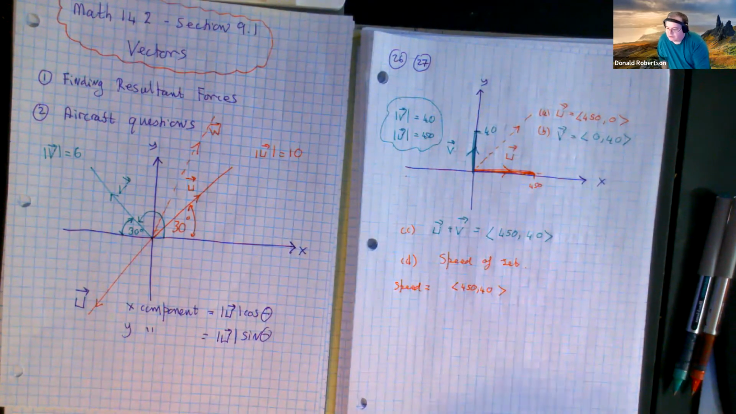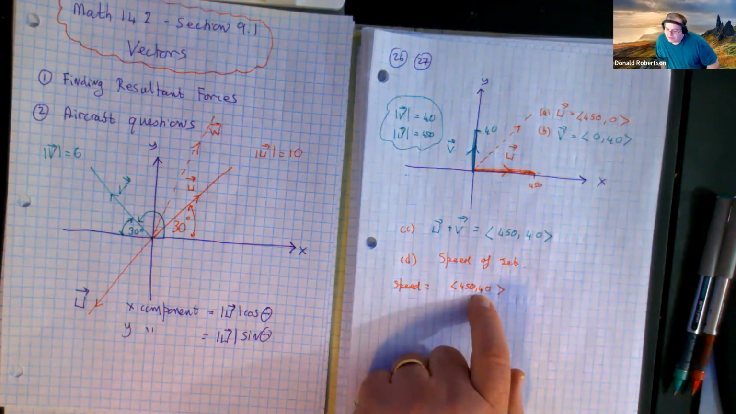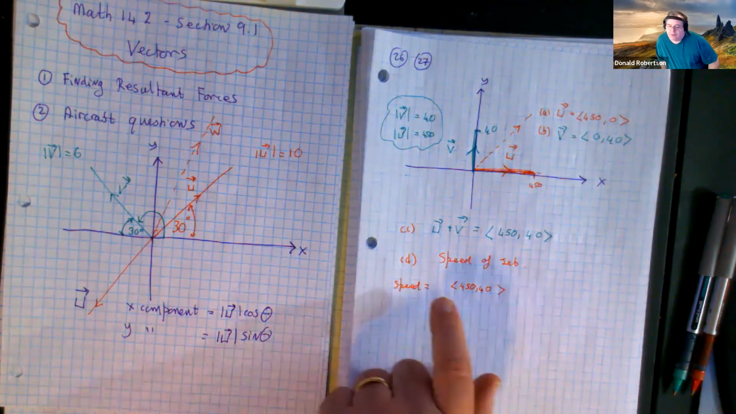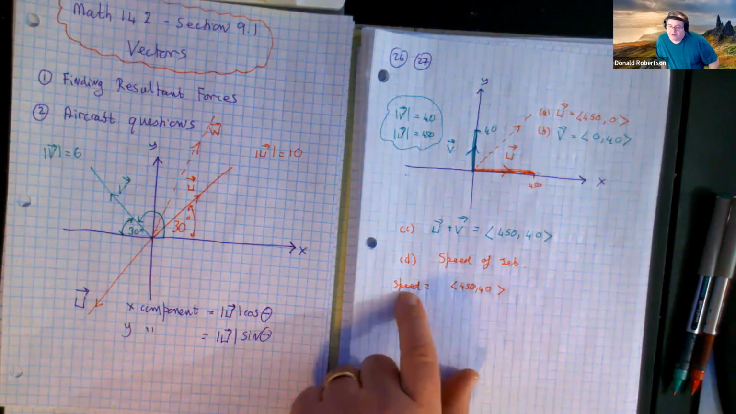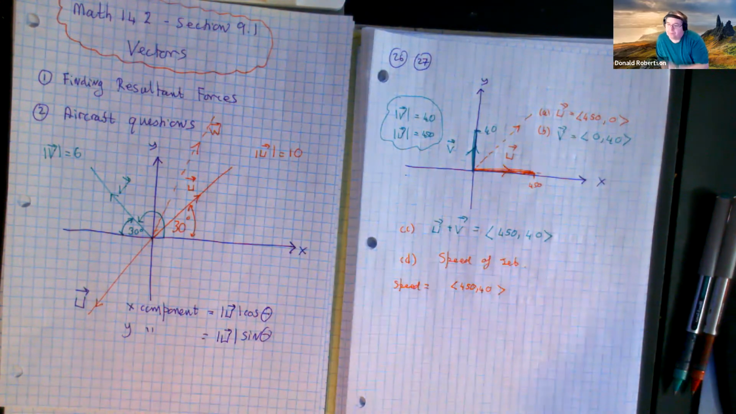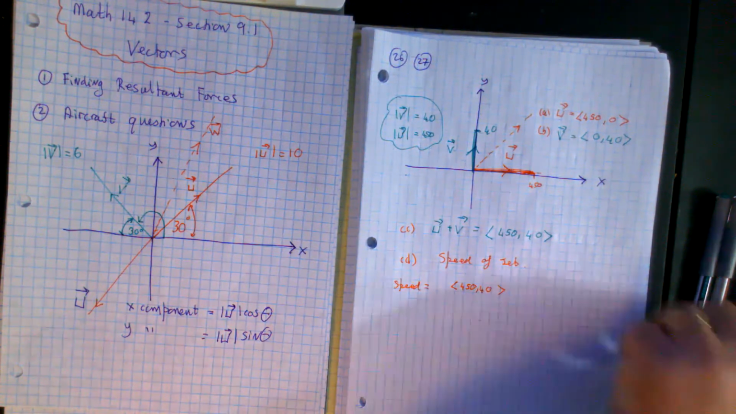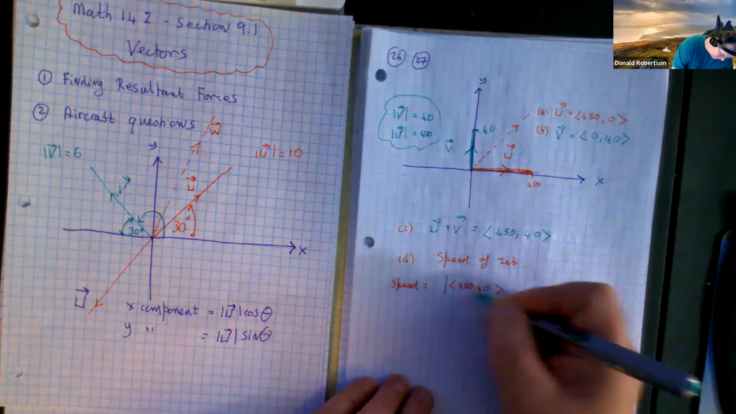Speed is a scalar. That means it's a single number, it's not a vector. That is a vector, that's velocity, but we want speed. What do we do to this vector to find out the speed? Aren't we finding the magnitude of it? You are. That's the answer I wanted to hear.